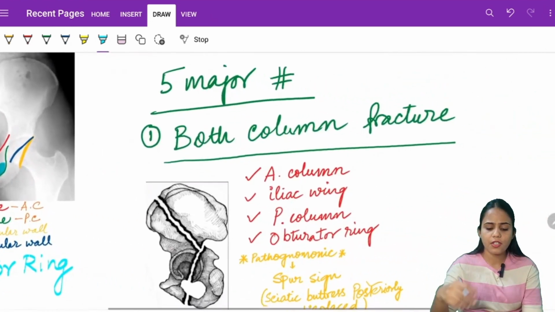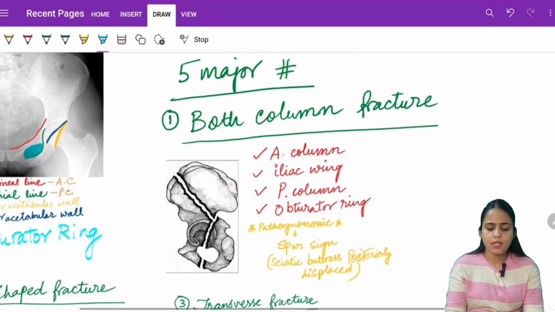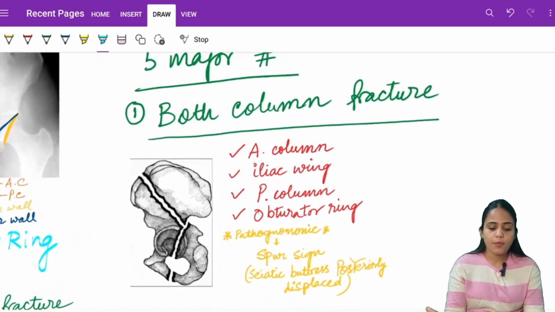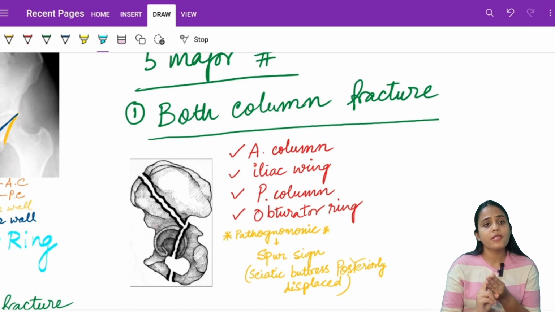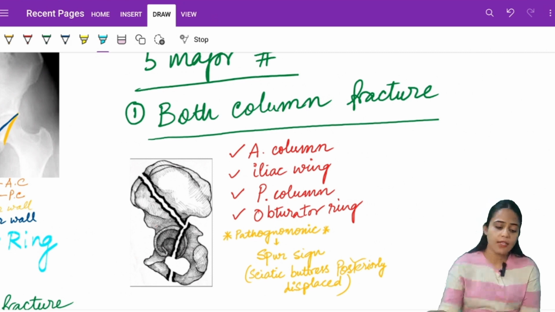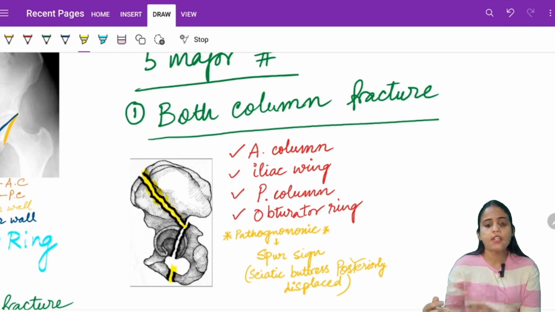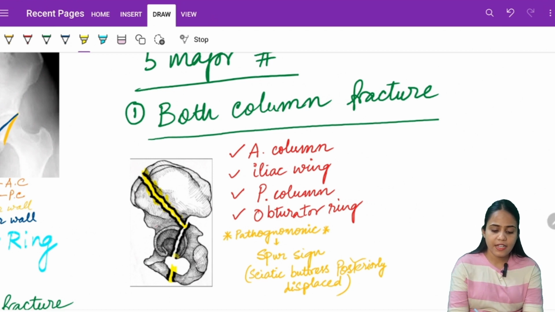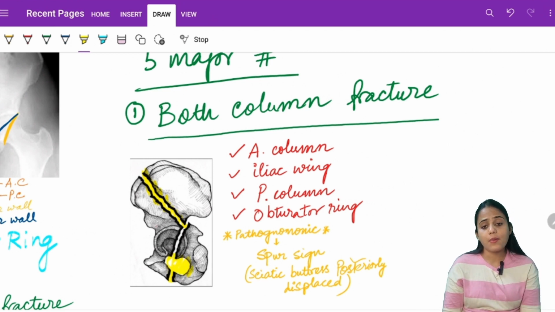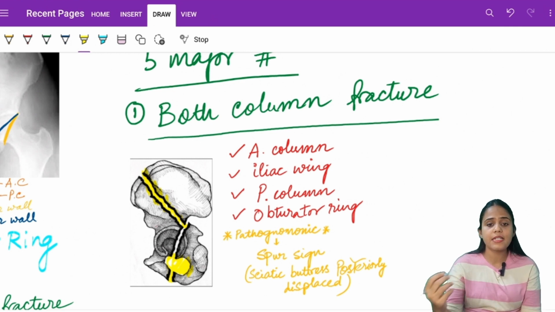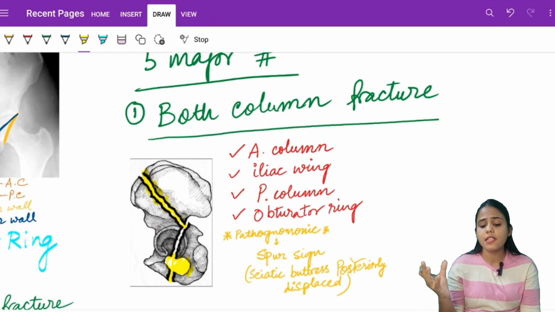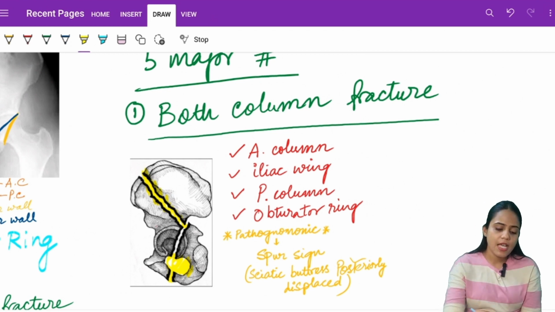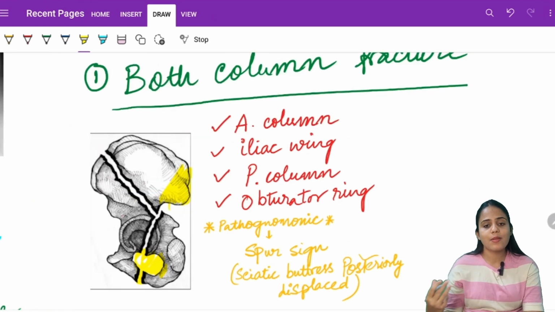The most common fracture that we will be talking about is the both column fracture. In both column fracture, we have anterior column fractured, posterior column fractured. Anterior column is fractured, and this fracture also extends, as we can see here, up to the iliac wing. Does this fracture extend up to the obturator ring? Yes, definitely the obturator ring is also involved. One more sign that can be seen, which if present is pathognomonic but may not always be present, is the spur sign. What happens here? The sciatic buttress is displaced posteriorly.